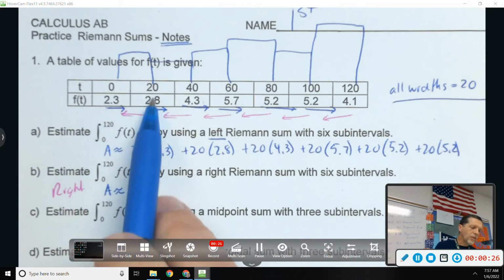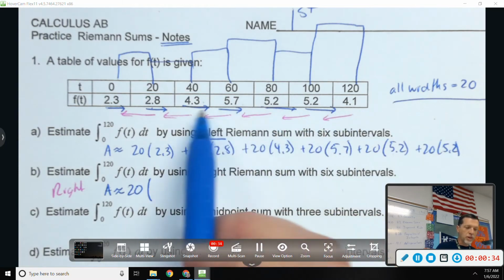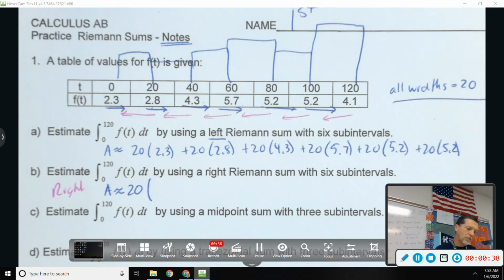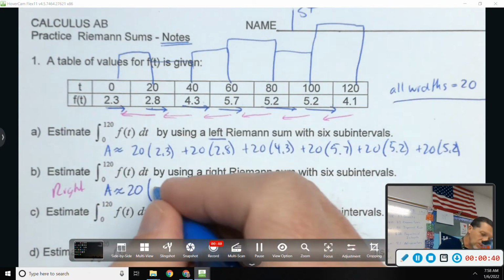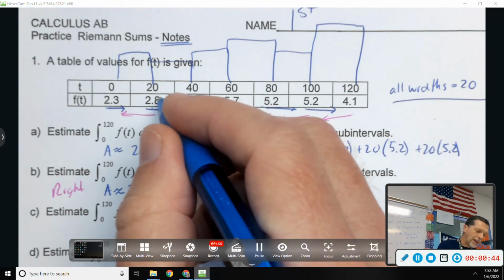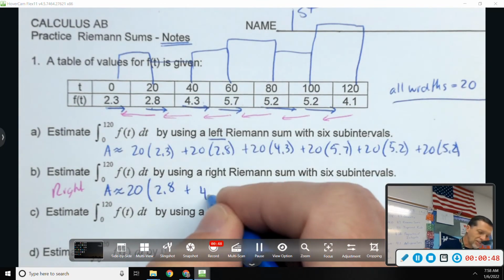So on the first rectangle, if I'm coming from the right, I'm going to use 2.8. Some of you guys are going to start at the right and use 4.1 and work your way this way, and that is okay too. But I'm still going to go left to right on my rectangles. I'm just going to use the right-hand height. So my first right-hand height will be 2.8, and then I can just list them off.